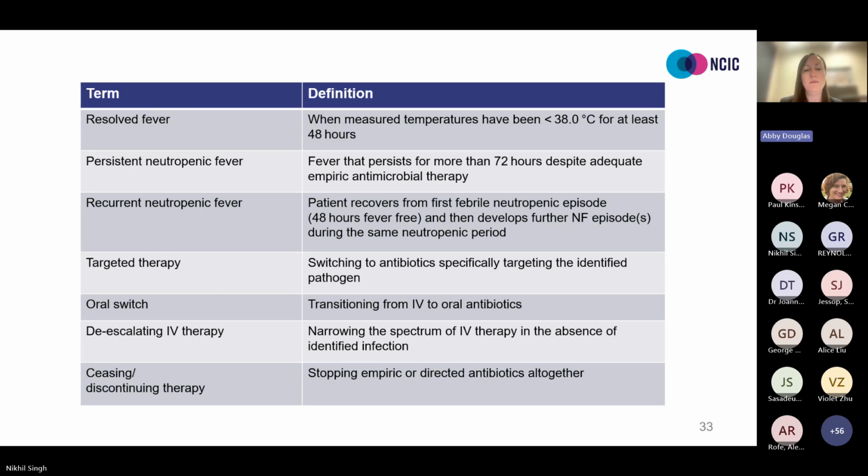Targeting therapy means narrowing antibiotics to a pathogen that's been identified on blood or other cultures. Oral switch, of course, is IV to oral antibiotics. De-escalating IVs is when you might have a very broad IV antibiotic regimen and you narrow that IV regimen. And ceasing or discontinuing therapy is when you stop antibiotics altogether.